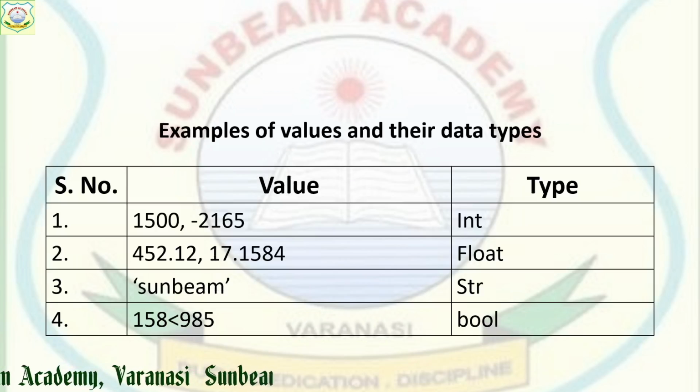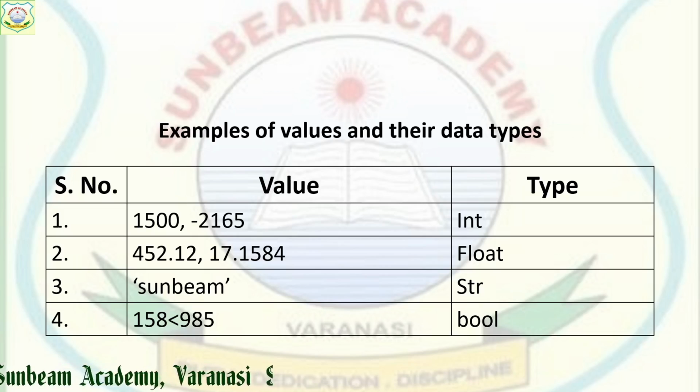Suppose I am going to write 1500. The value 1500 is an integer type because it doesn't have any decimal. But in the next example, 452.12 has a decimal value, so it's a float data type. Next, the name of the school has been given in single quotes, so since it has been given in quotation, it is a string data type.